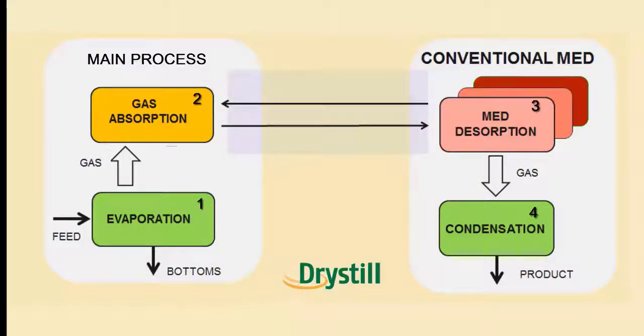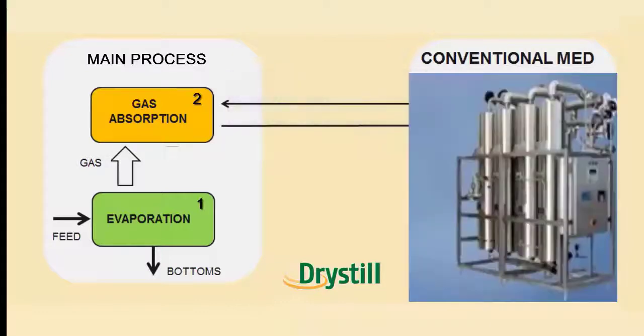Steps 3 and 4 serve the ancillary function of absorption fluid reconcentration. There is no new technology here. It is a very ordinary multiple effect evaporator running a clean, well-behaved fluid. The main process, comprising steps 1 and 2, is where the novelty resides. Dry Still has elegantly combined the evaporator and the gas absorber into a single unit, which it calls a SAM, an acronym for Stripper Absorption Module.